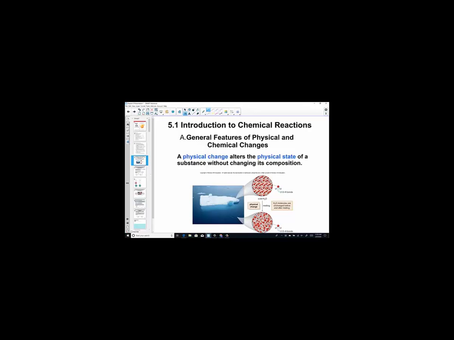An introduction to chemical reactions begins by reminding us that an equation is used to represent a chemical change. So let's go back to our very first chapter, where we understood the difference between chemical and physical changes. Remember, a physical change alters the physical state of a substance, but it does not change the identity. It is exactly the same in chemical composition as it was before.